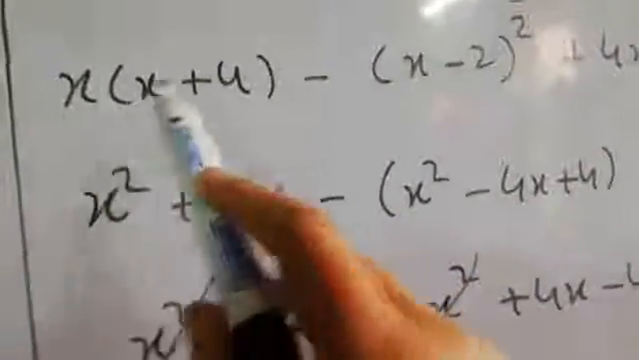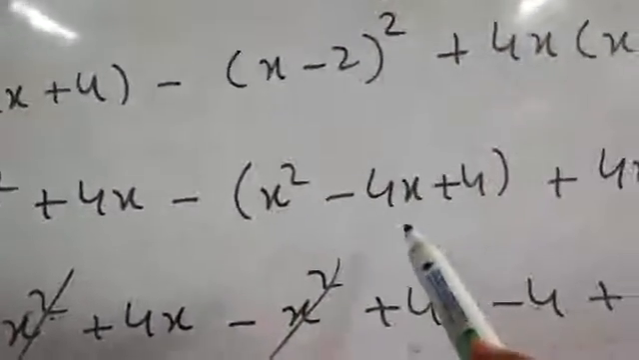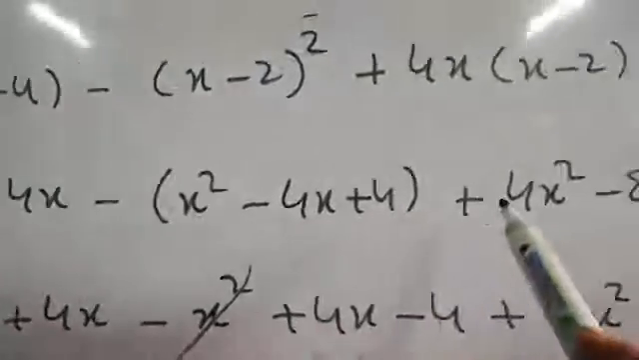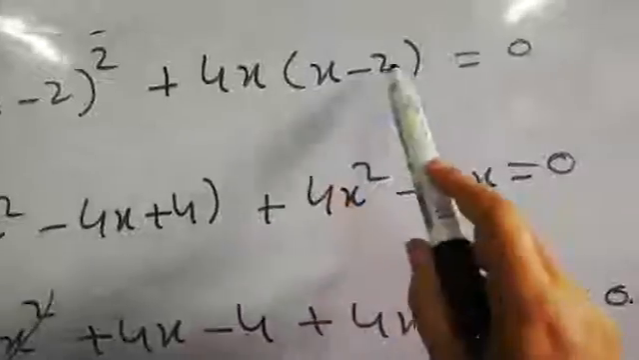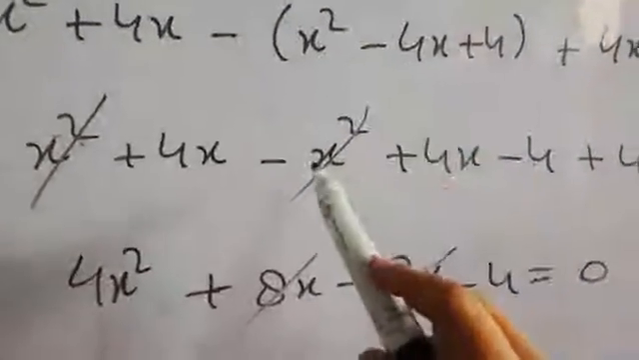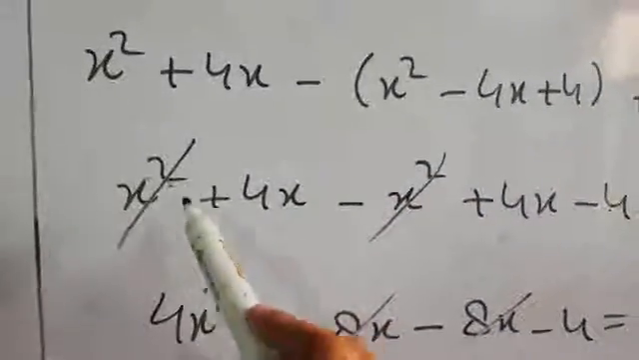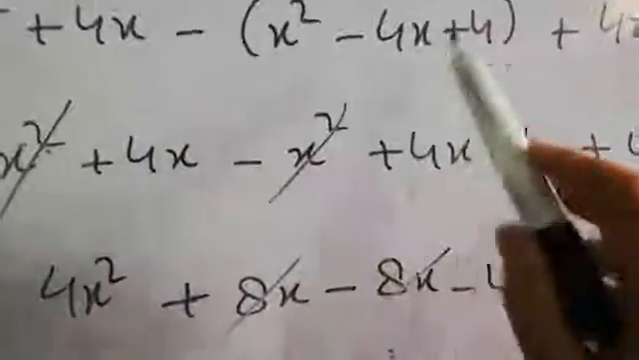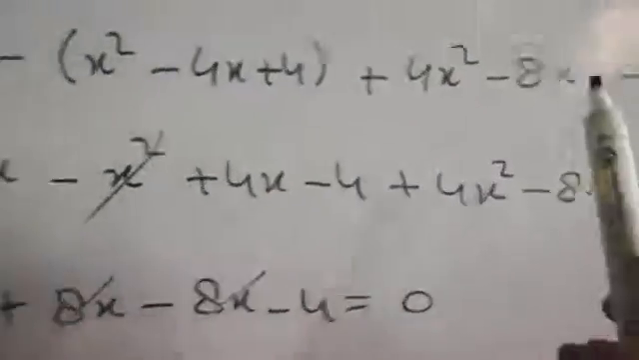Yes, my dear students, x plus 4 whole square is x square plus 8x plus 16, minus x minus 2 whole square, using the formula a square minus 2ab plus b square, which is x square minus 4x plus 4, plus 4x into x, 4x square, 4 times minus 2 is minus 8x, equals 0. We will remove the bracket and change the sign because there is a negative sign before the bracket. So it will become x square plus 4x minus x square plus 4x minus 4 plus 4x square minus 8x equals 0.